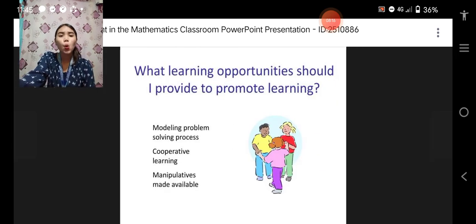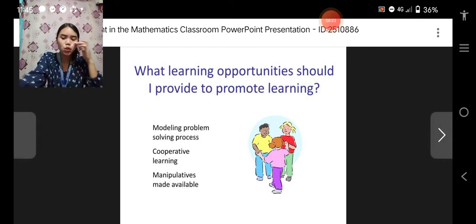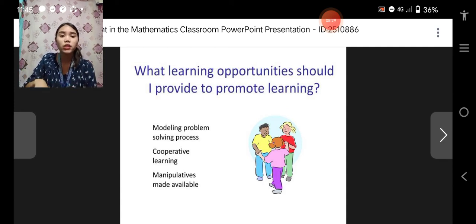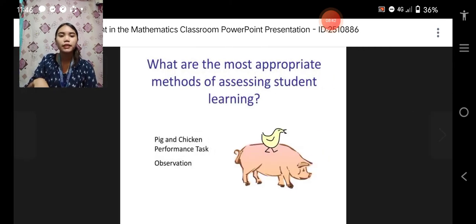So the next, what learning opportunity should I provide to promote learning? As we can see in the pictures, in this question we also have a modeling problem solving process and cooperative learning, manipulative made available. And the next one, what are the most appropriate methods of assessing student learning?